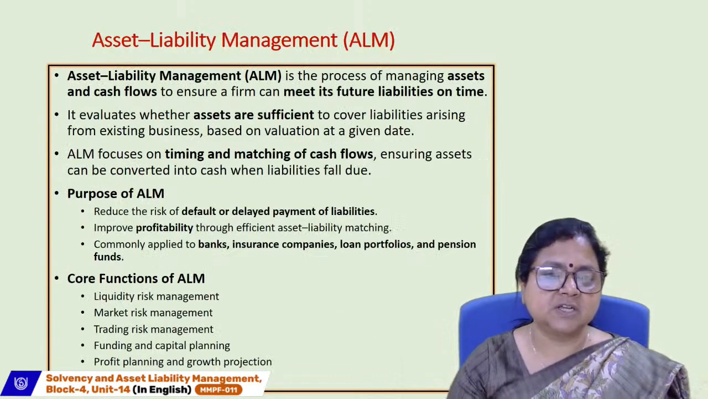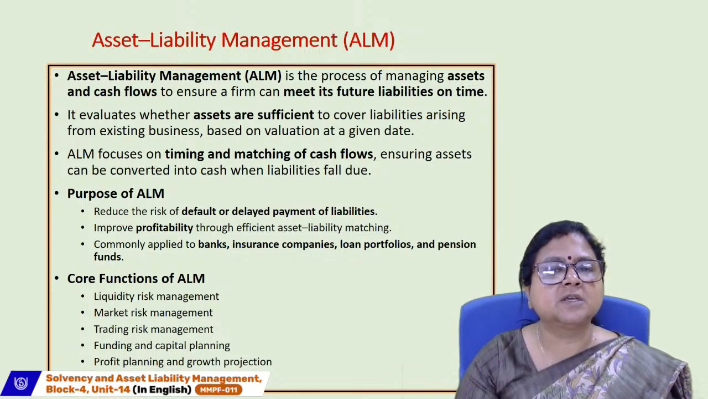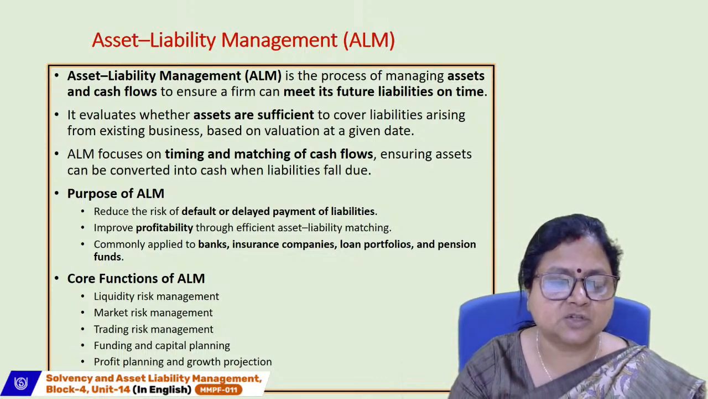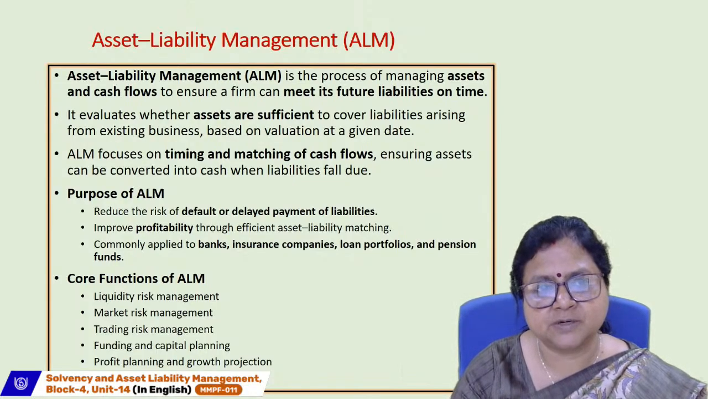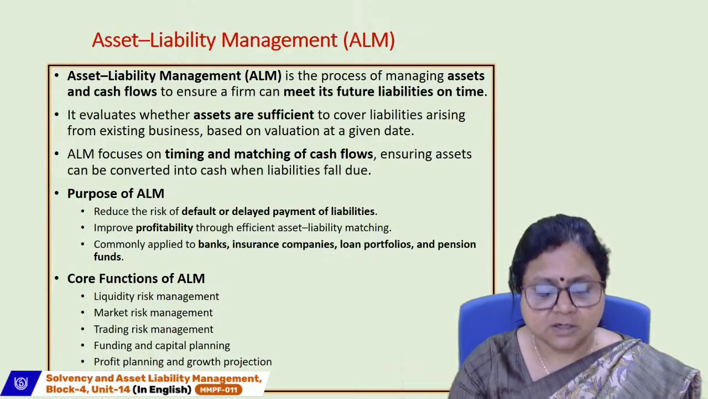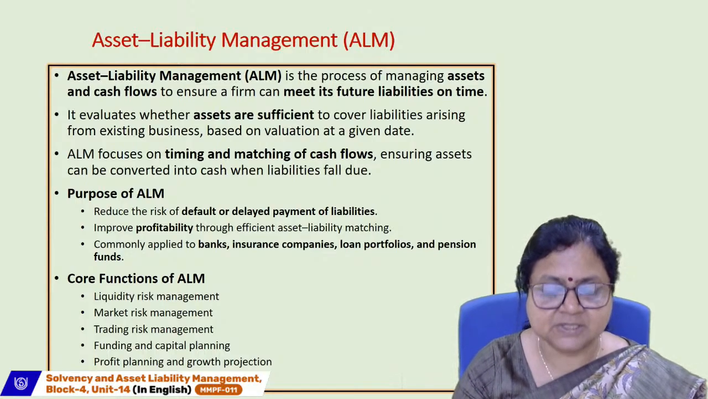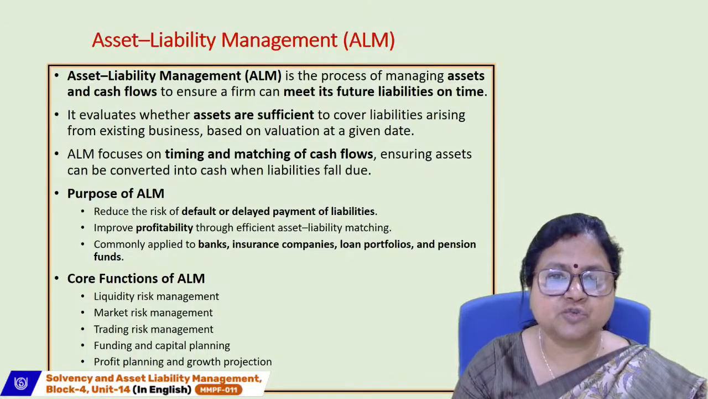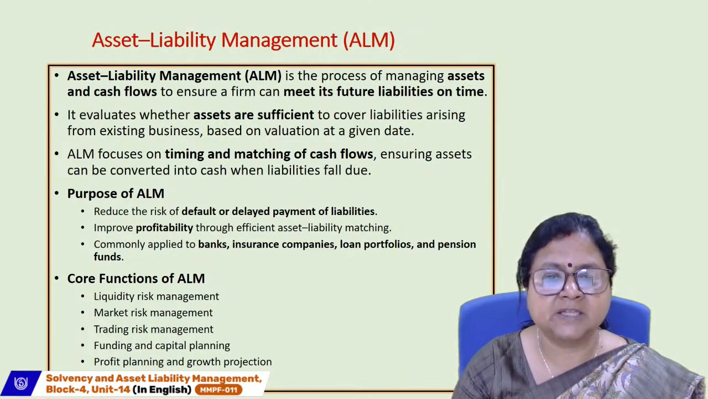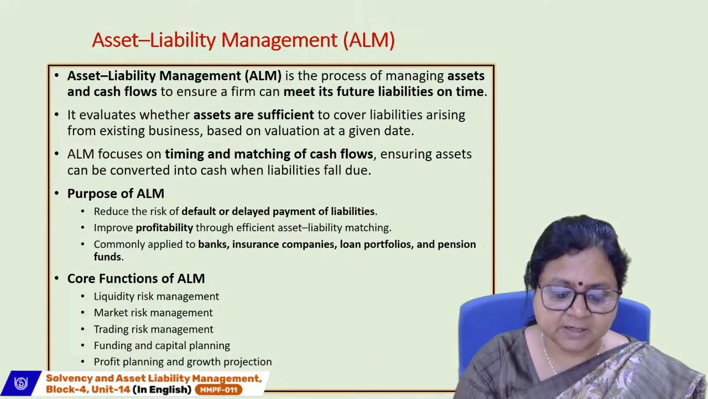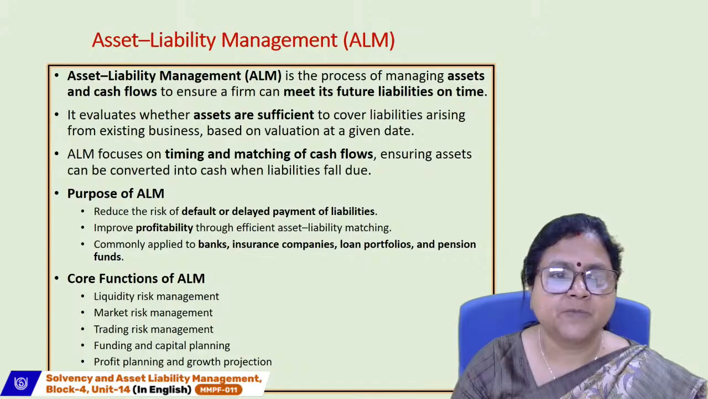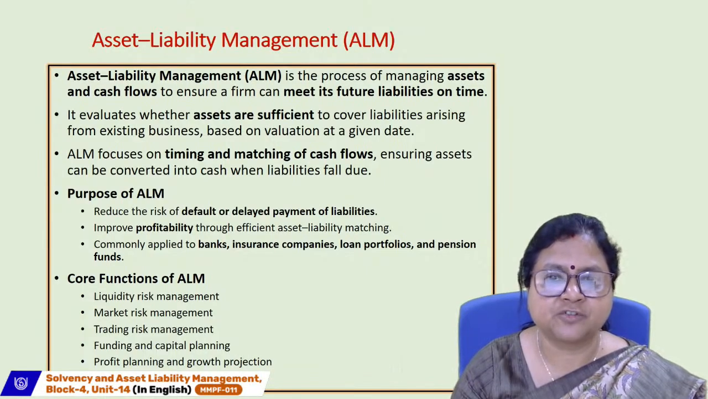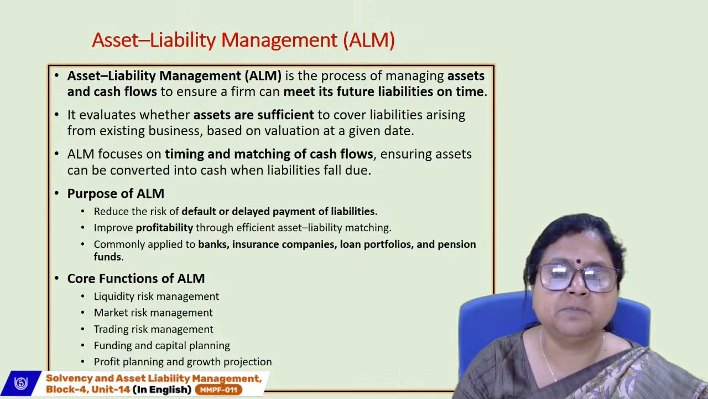Now let us move on to the next concept. This is also linked with the solvency ratio and the solvency margin. The next concept is asset and liability management. As we have understood, a proper balance between the assets and liabilities needs to be maintained by the company, so that they can pay off their liabilities at the appropriate time. So asset liability management is a process of managing assets and cash flows to ensure a firm can meet its future liabilities on time.